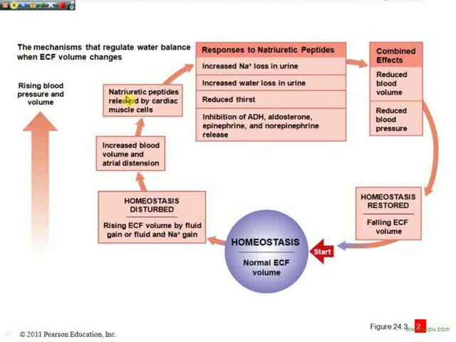That increased natriuretic peptide will result in increased sodium loss in the urine, increased water loss in the urine, reduced thirst, inhibition of ADH, aldosterone, epinephrine, and norepinephrine. That results in reduced blood volume and reduced blood pressure, which is going to restore the homeostasis.